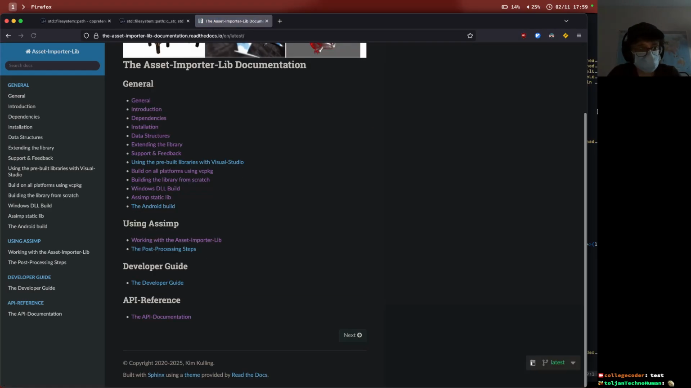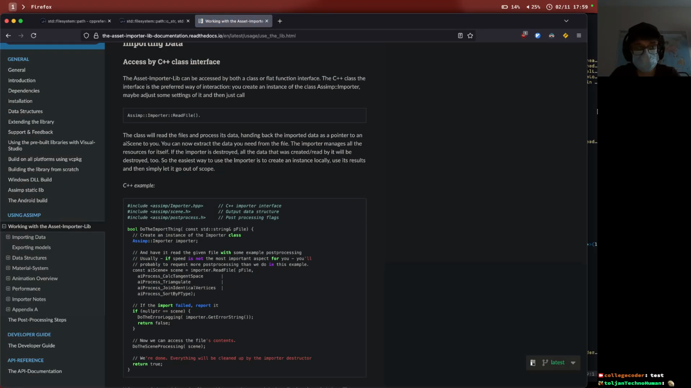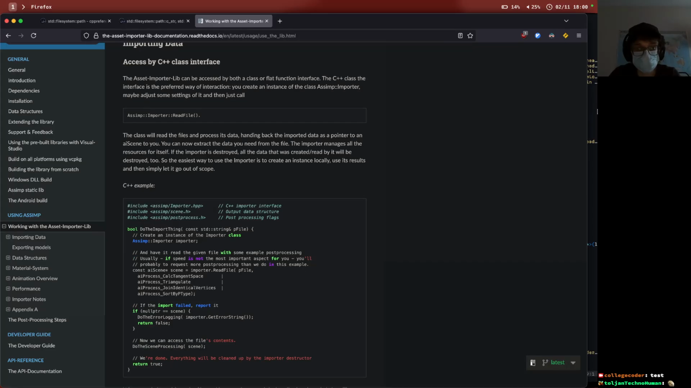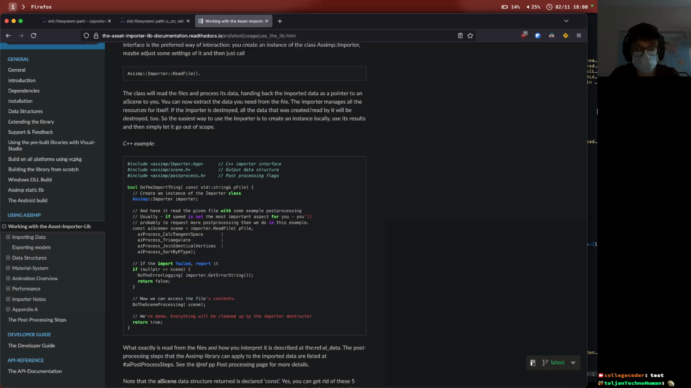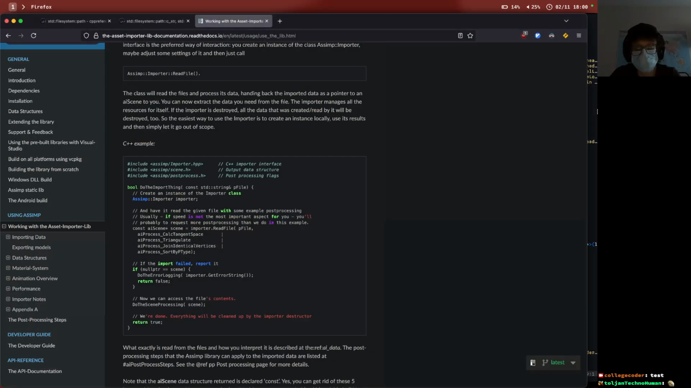Alright, documentation. It was working with the asset import library, accessed by C++ data structures. So it can be accessed as both a class or a flat function interface. The C++ class is the preferred way of interaction. You create an instance of the class async importer, maybe adjust some settings of it, then just call async importer read file. The class will read the files and process its data, handing back the imported data as a pointer to an AI scene to you. That's exactly what we're doing. In fact, we made it const because we're not going to change it.